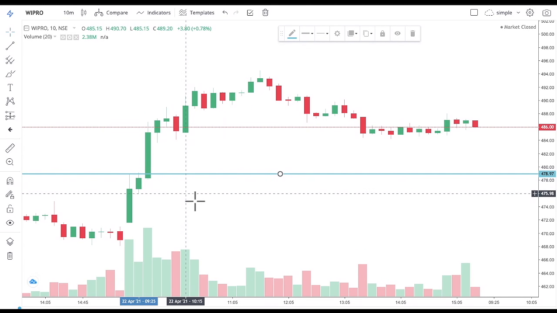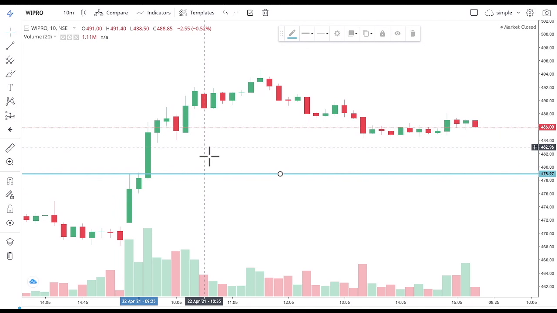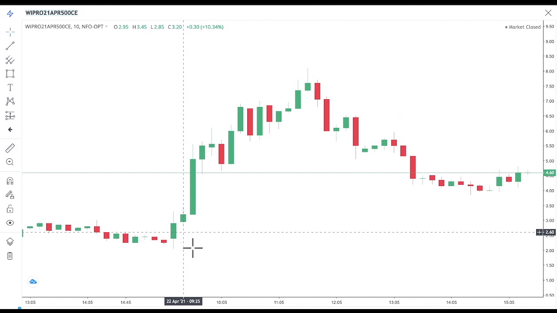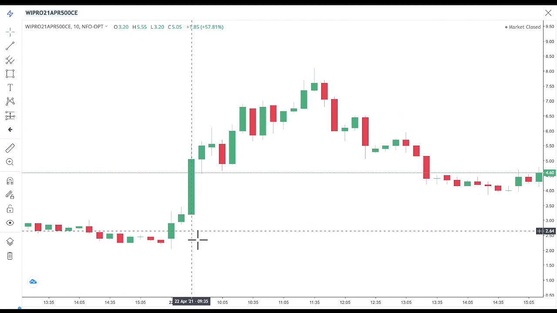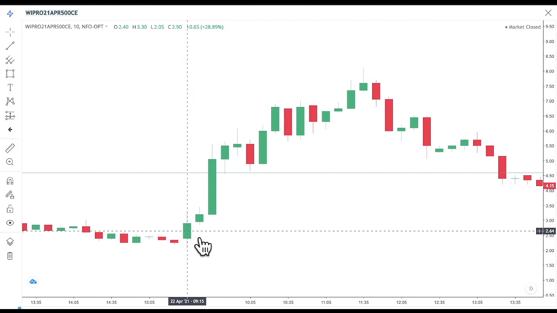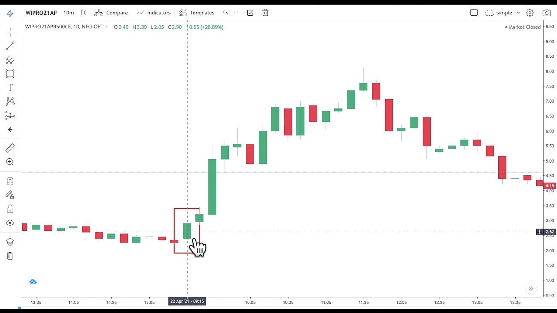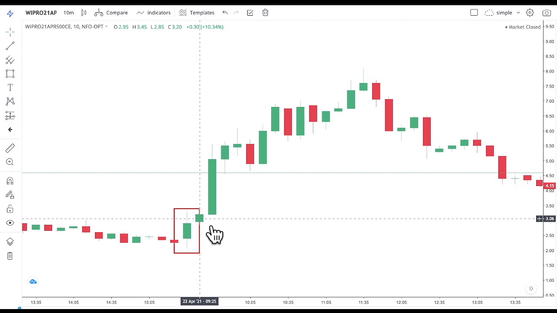Okay, now once you understood the stock is bullish, we need to enter the trade. I will show you exactly where to enter and where to keep the stop loss. Okay, now traders, this is the Wipro 500 call option chart. Okay, we need to take a position here. So the first thing we need to do: see, the date is 22nd of April, right? This is the first candle. Now as soon as this candle closes, the immediate next candle, whatever is the price, we will enter the trade.